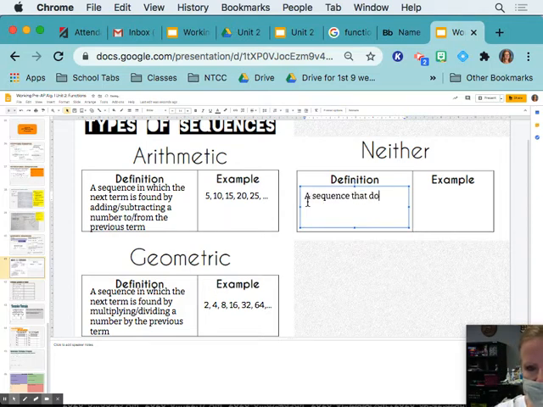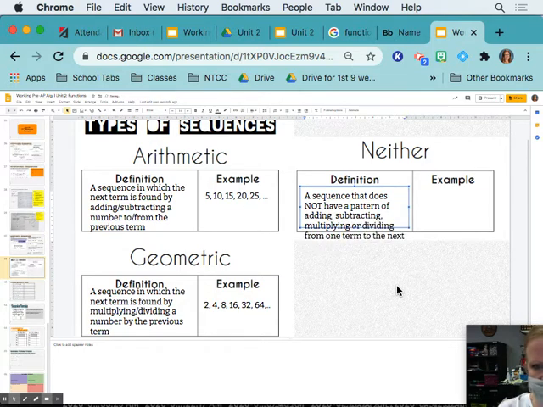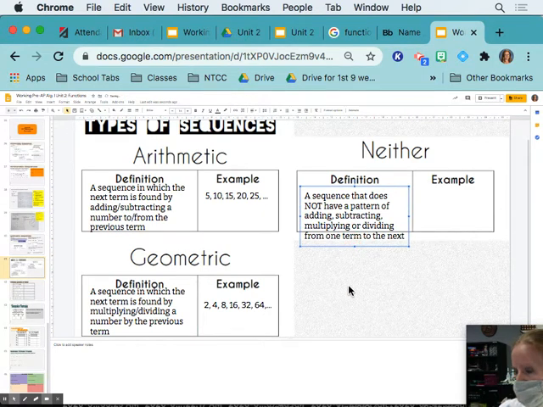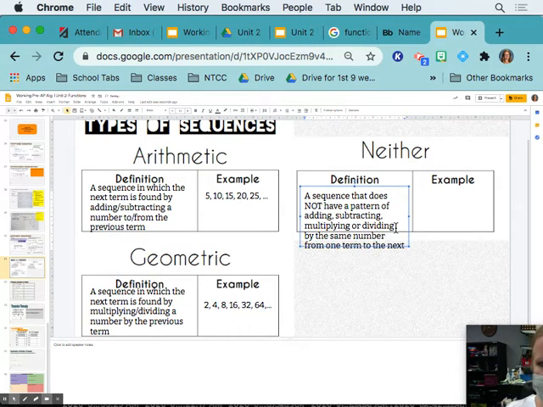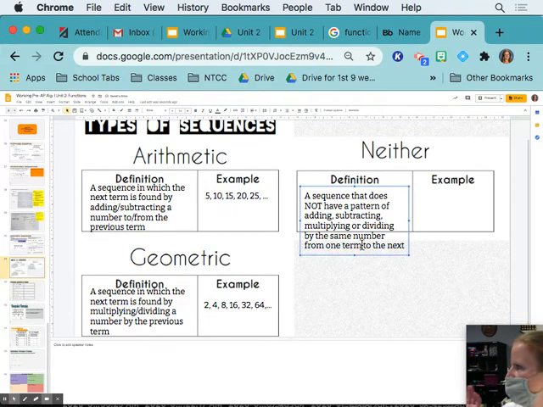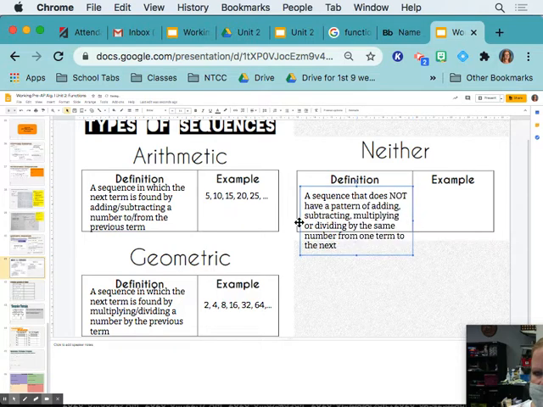A sequence that does not have a pattern of adding, subtracting, multiplying, or dividing from one term to the next, by the same number. Like your common difference or common ratio. That's what I'm looking for. If it doesn't have a common difference or ratio, then it is not an arithmetic or geometric sequence.